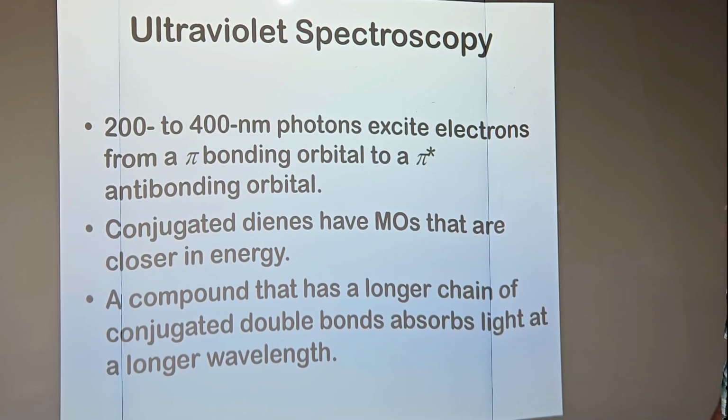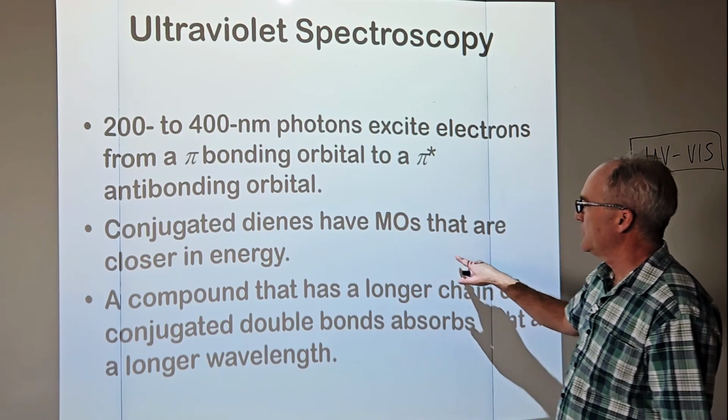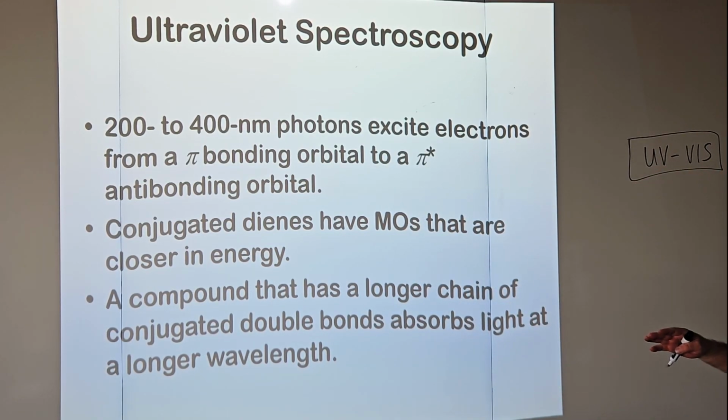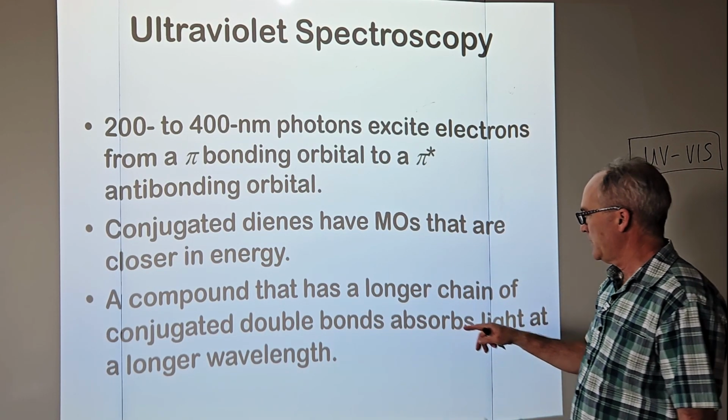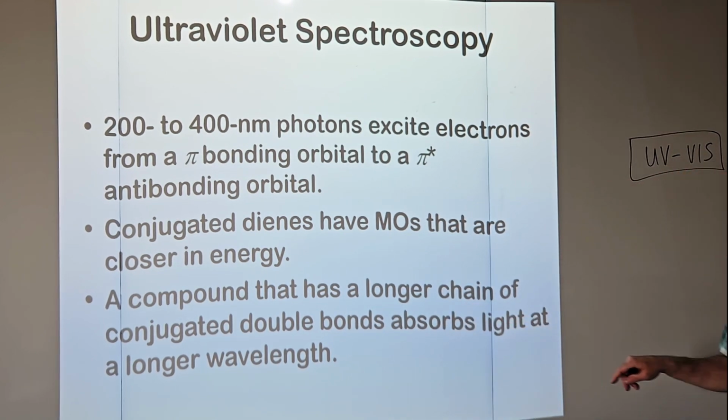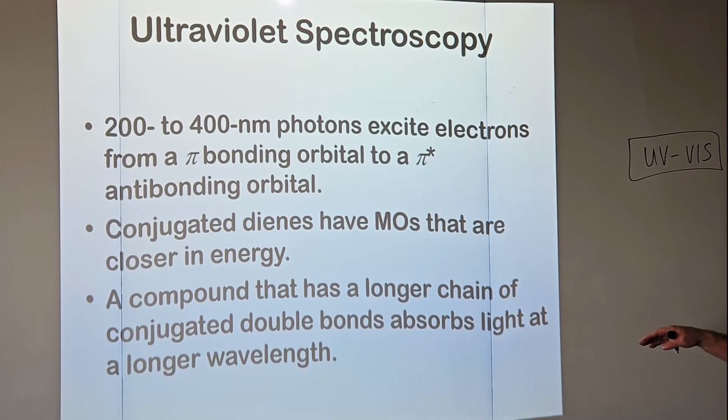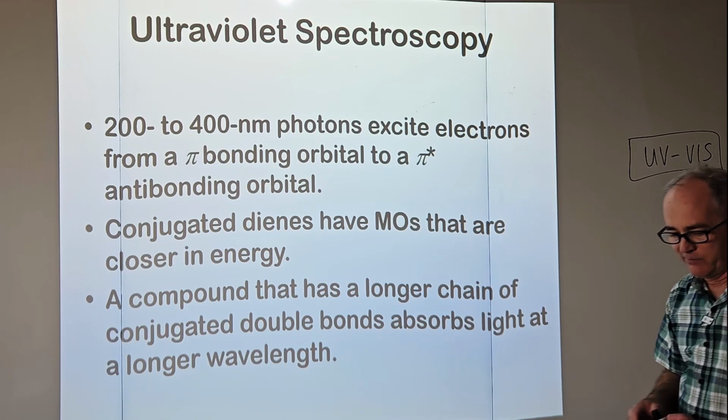But let's talk about ultraviolet spectroscopy. This is common for analytical chemistry work. That means quantitating how much of something is in a sample. And it uses electromagnetic radiation in the UV and visible range. And it says here, conjugated dienes have molecular orbitals that are closer in energy. A compound that has a longer chain of conjugated double bonds absorbs light at a longer wavelength.